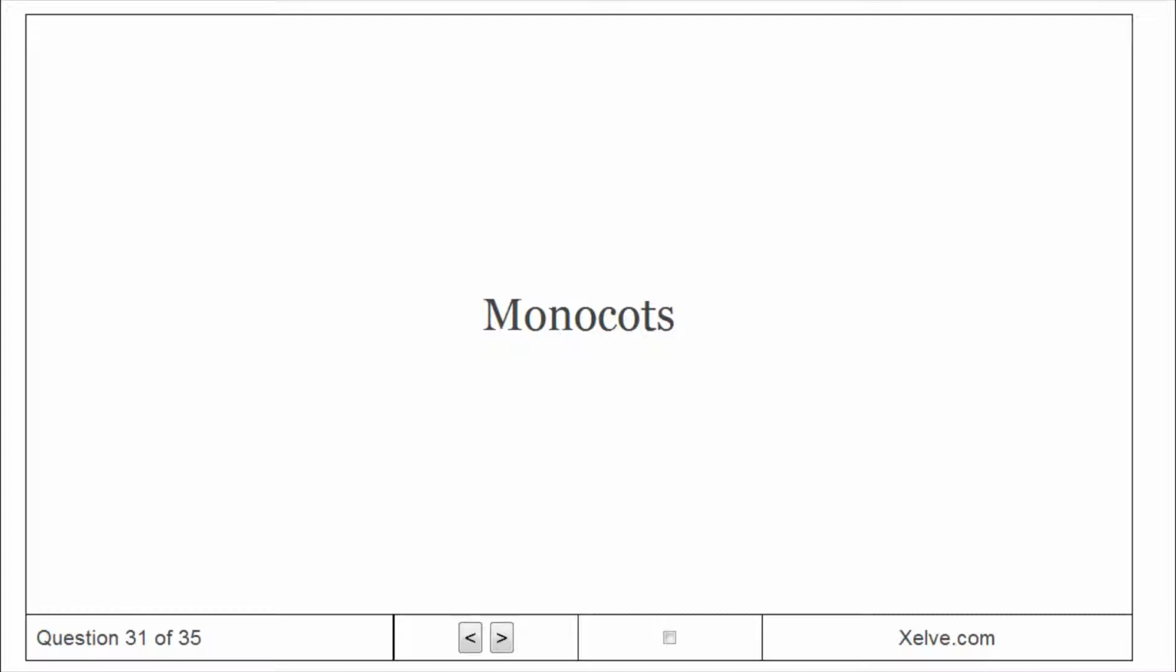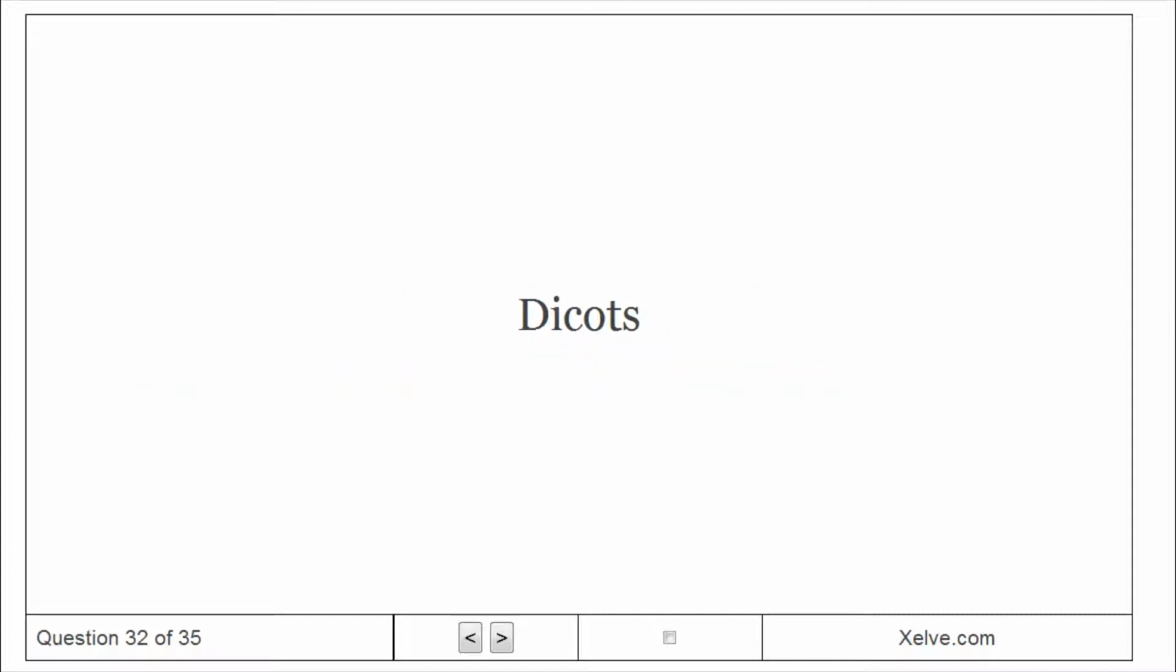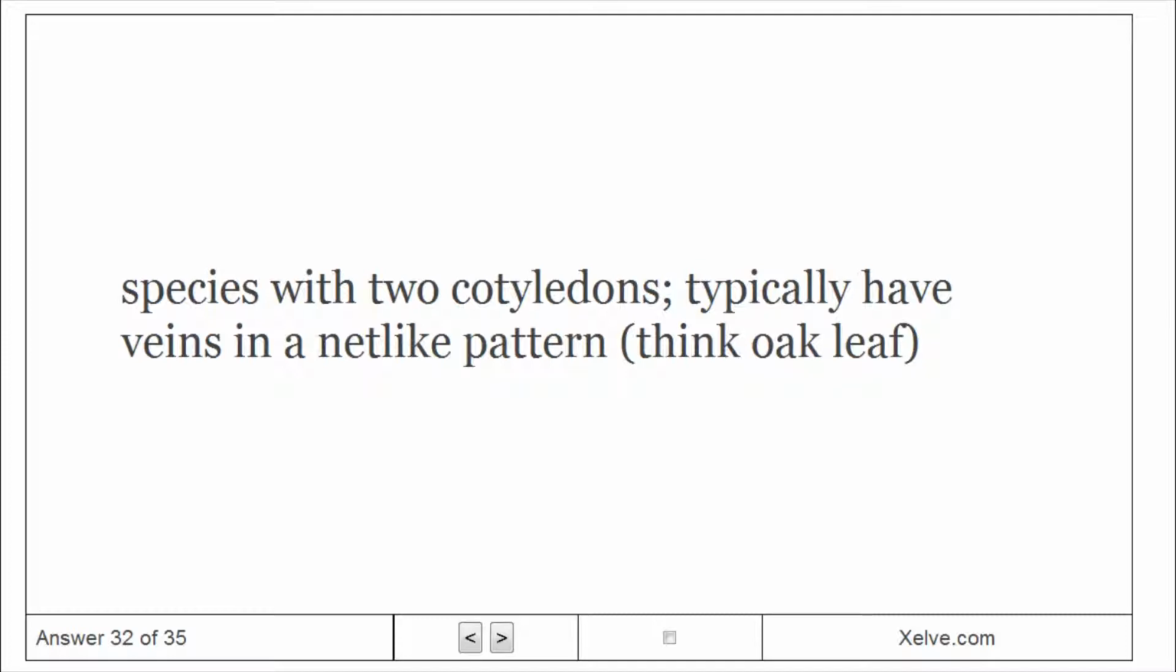Monocots. Species with only one cotyledon, typically have parallel leaf veins. Dicots. Species with two cotyledons typically have veins in a net-like pattern.